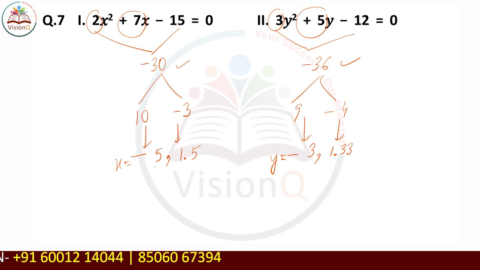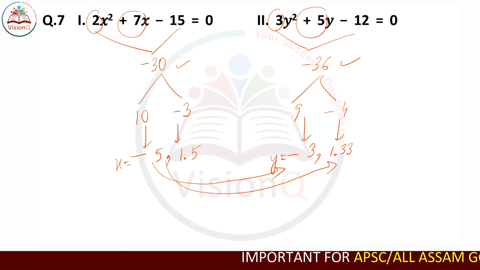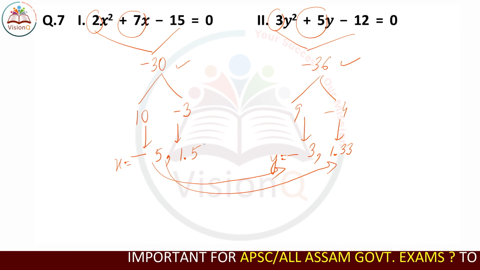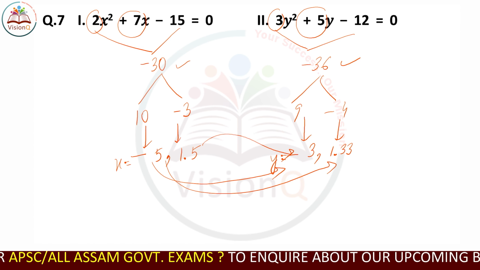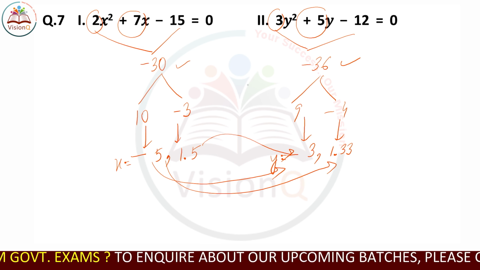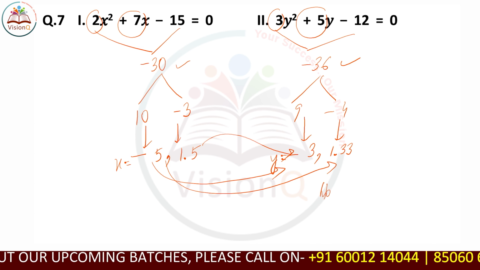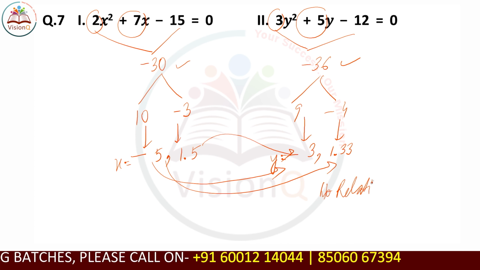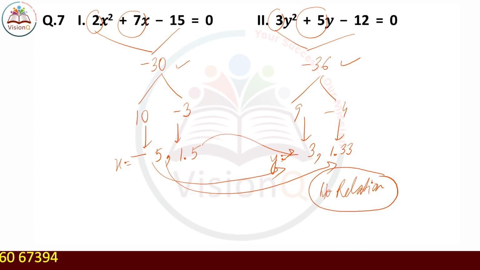So if I compare x with y, minus 5 is less than minus 3. Minus 5 is again less than 1.33. So x is less than y. But 1.5 is greater than minus 3. So whenever the sign changes, either from less than to greater than or from greater than to less than, the answer is always no relation. It is not possible to find a relationship between x and y. The right answer of this question number 7 is option number E, no relationship between x and y.